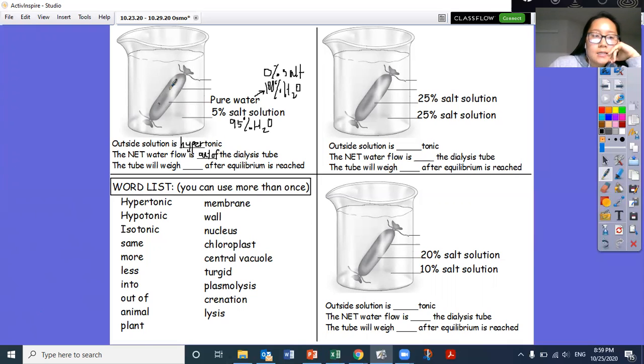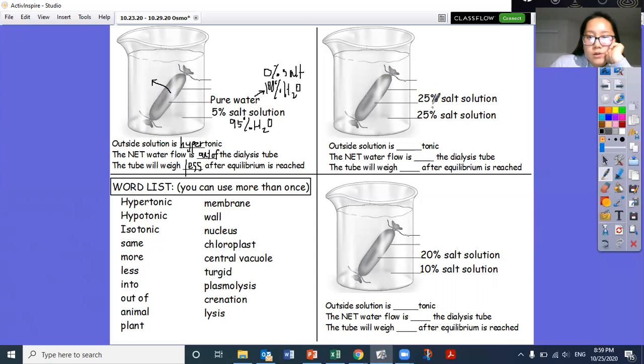And inside, it's not salty at all. Remember, there's 0 salt. But outside, it's saltier because there's 5% salt on the outside. So the water is going to leave the tube to go outside. And then after water has left the tube over a period of time, the tube will weigh less because water is leaving, and water is what is causing the mass inside of the tube anyways, right? Because originally it's just a tube of pure water.